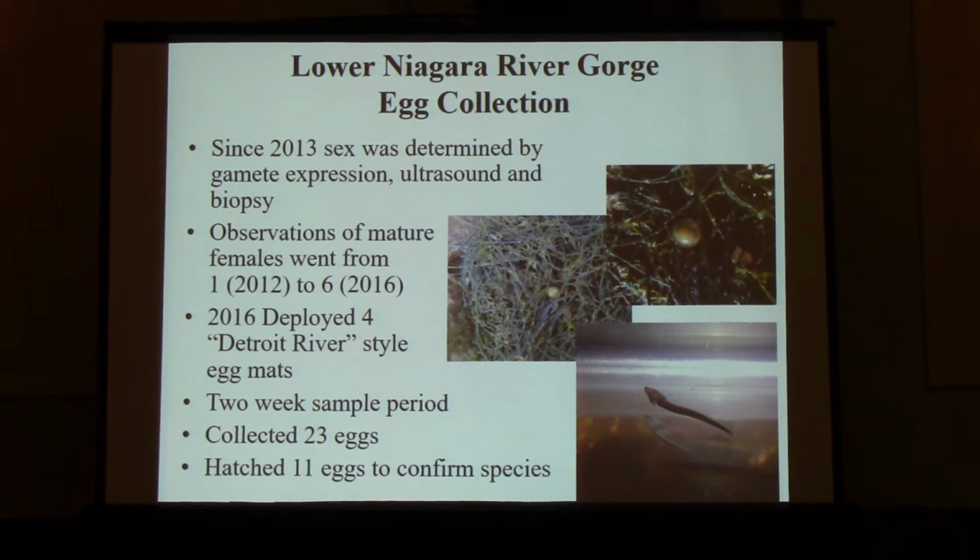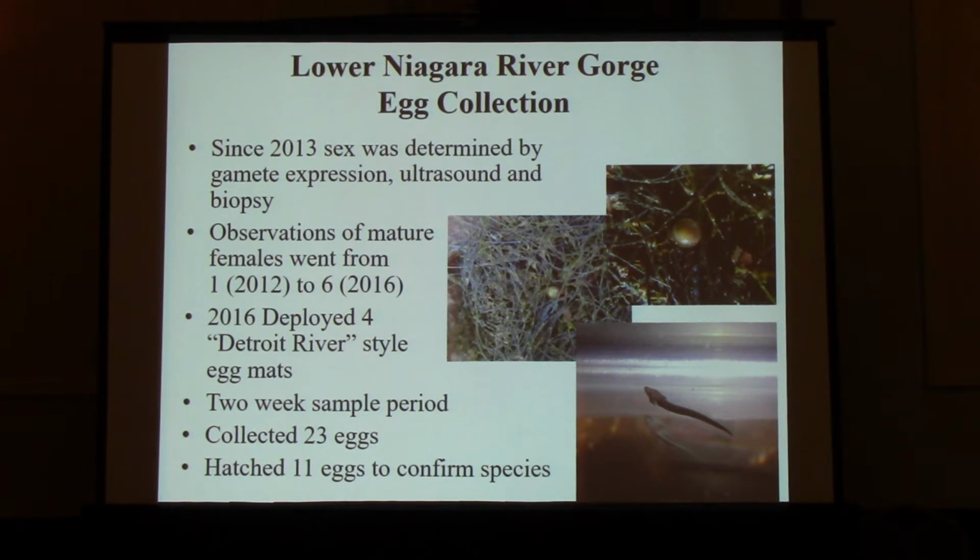But there's a golden ray of sunshine of hope here. Since 2013, we've been observing the sex of the fish that we handle. We've been doing it either through gamete expression, ultrasound, or cutting them open and doing a biopsy. And what we've noticed is, starting in 2012, we had one black egg female. Then in 2013, we had more. In 2014, we had more. Every year, it keeps going up.